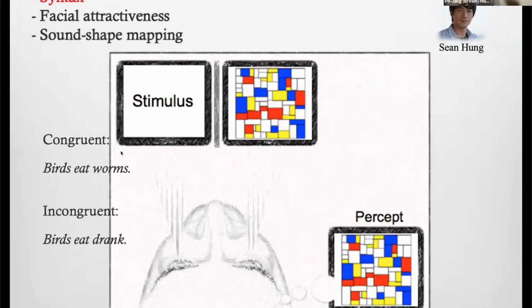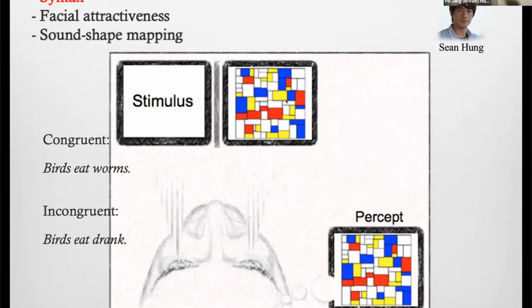So for example, in this experiment, in the unconscious eye, he put in two different kinds of possible sentences. One is a syntactically congruent sentence, like birds eat worms. So this is a typical syntactical sentence, composed of a subject, a verb, and a noun. But this sentence can also be syntactically incongruent, like birds eat drink. So you have two verbs here. So it's syntactically incongruent. So in this unconscious eye, there are these two different possible sentences.